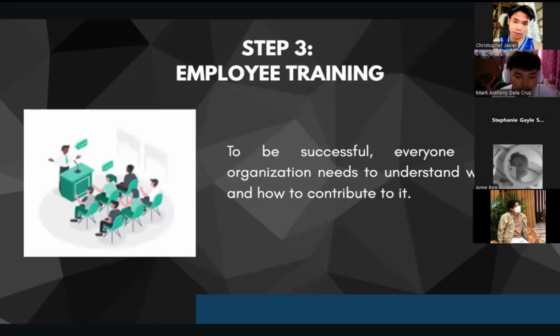Step 3 is employee training. To be successful, everyone in the organization needs to understand what TQM is and how to contribute to it. This is where employee training comes in. Think of it as equipping your team with a map, compass, and skills they need for the journey.